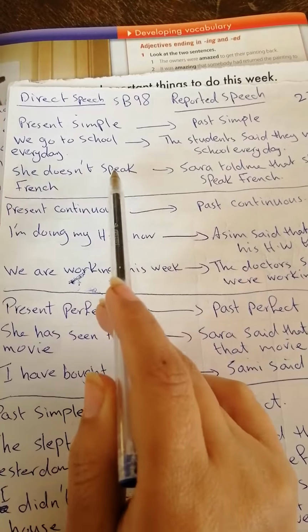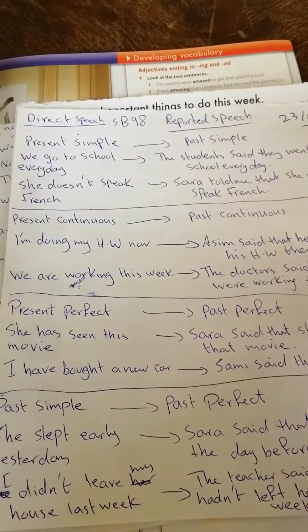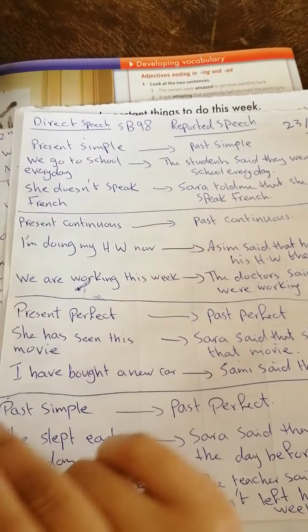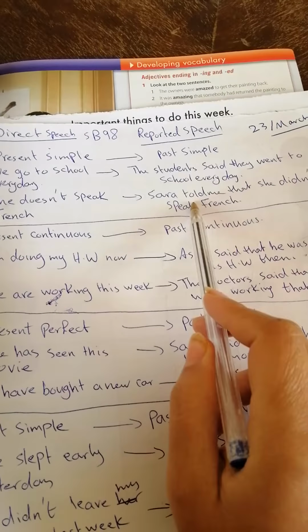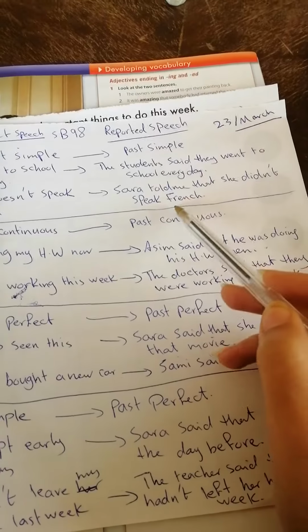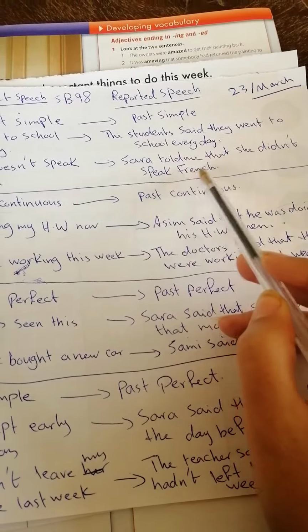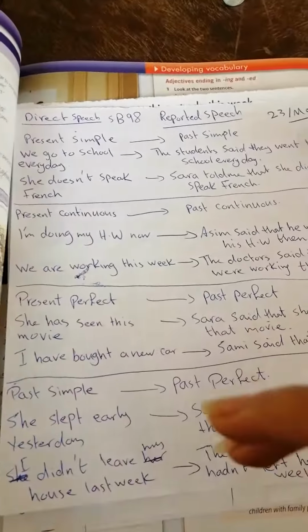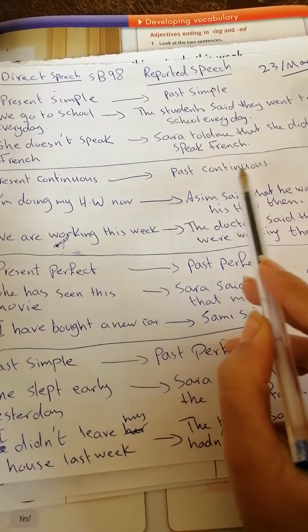Let's look at another sentence. She doesn't speak French. Okay, how do you know that this is present simple? We have the auxiliary verb doesn't. We don't say, for example, didn't. Now, if you want to change it to past simple, what do you change? You change doesn't to didn't. She told me that she didn't speak French. Okay, now, if the tense is present continuous, we change it into past continuous.